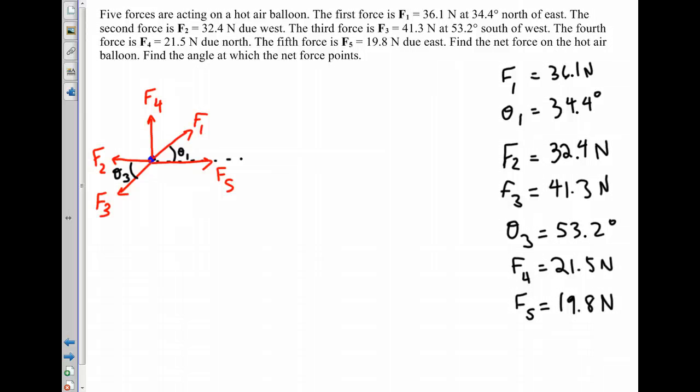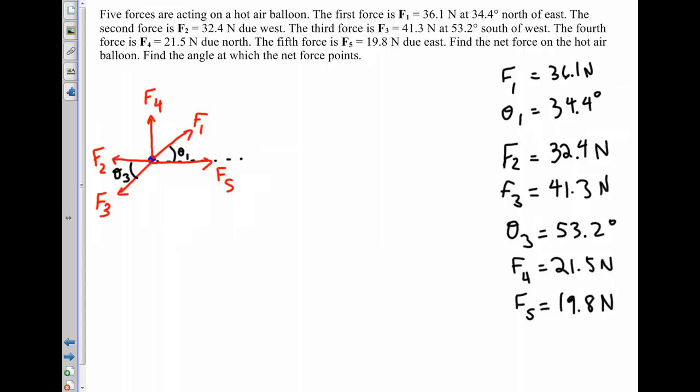We have to find the net force, right? And find the angle at which it points. Force is a vector, it has a direction and a magnitude. The angle is the direction, and the magnitude is the number of newtons that the force has. So net force is what we must find. Here is our method. We are going to find the net x force, then we're going to find the net y force, and then we're going to use the Pythagorean theorem to find the net force.